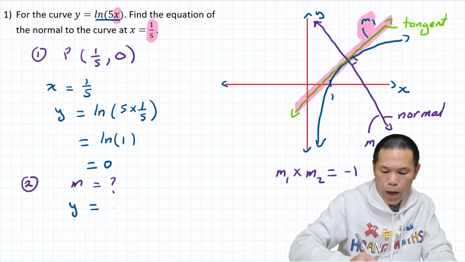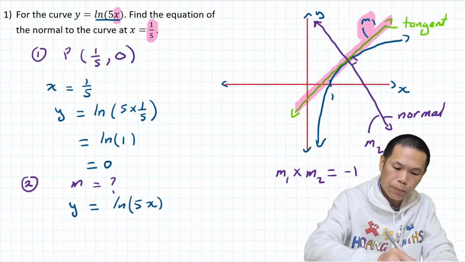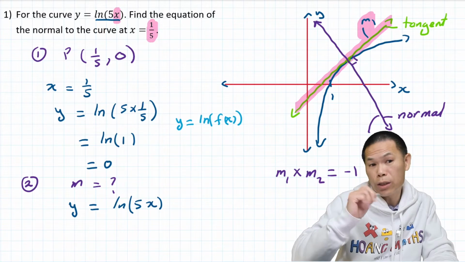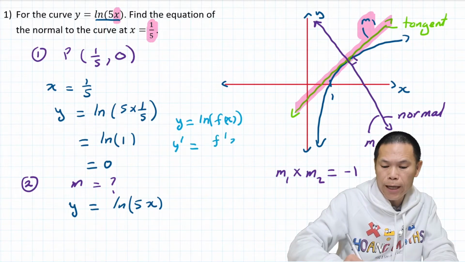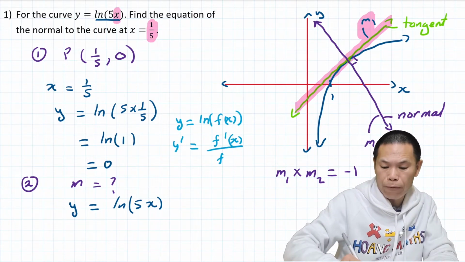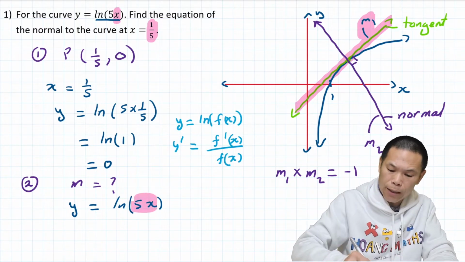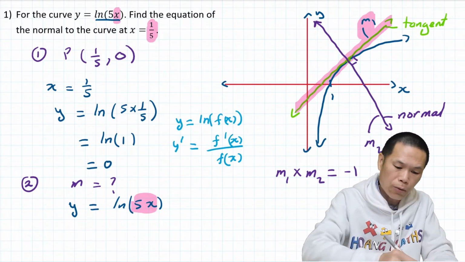So we know that ln 5x is the function. To differentiate this, the rule is this. y is ln of f(x). To differentiate this, we differentiate f(x), so y dash is f dash x, and then we divide it by the function f(x). In this case, f(x) is 5x. So we differentiate 5x, which gives me 5.